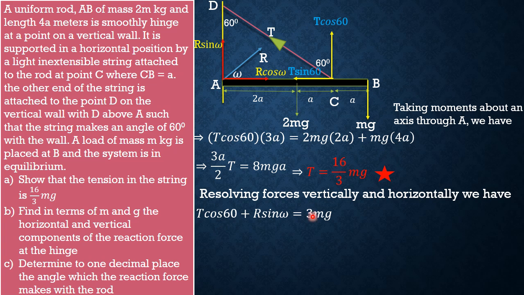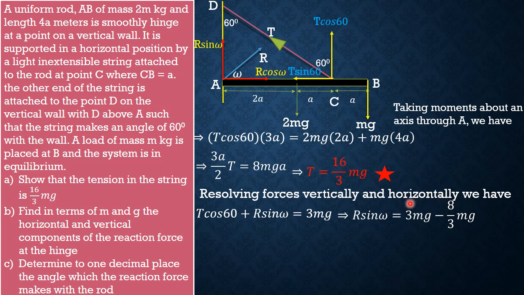2 mg plus mg gives us 3 mg. Good. By so doing, r sin omega turns out to be, keep in mind that our T is what we know, then cos 60 is what we know, right? So if you plug in everything, we are going to have 3 mg minus our T, which is 16 over 3 mg. Cos 60 is a half, so it reduces this 16 to 8.